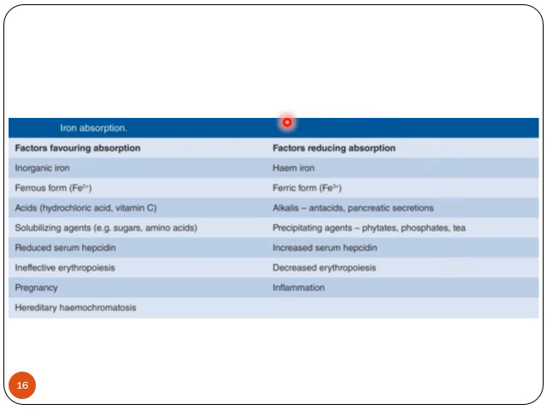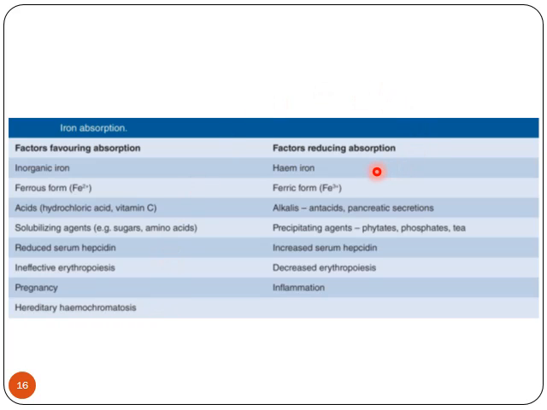What will affect the iron absorption? We have factors favoring the absorption like inorganic iron, iron being in the ferrous form, the reduced form, having an acidic media, having a solubilizing agent like sugar and amino acids, reduced serum hepcidin, ineffective erythropoiesis, pregnancy, and hereditary hemochromatosis, which has high affinity for iron absorption.